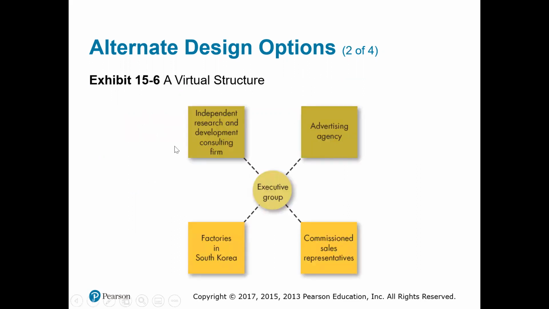So virtual structures are possible because you have an executive group and you have several other groups that can work from different factories in South Korea, say procurement from Malaysia or Thailand, commission sales across the globe, advertising agency from the United States, independent research and development consulting firm that is off in Germany. And they're all tied up to one executive group, which is maybe in the US. All this can happen because of a different way that you want to do business. I think that's true with every business.